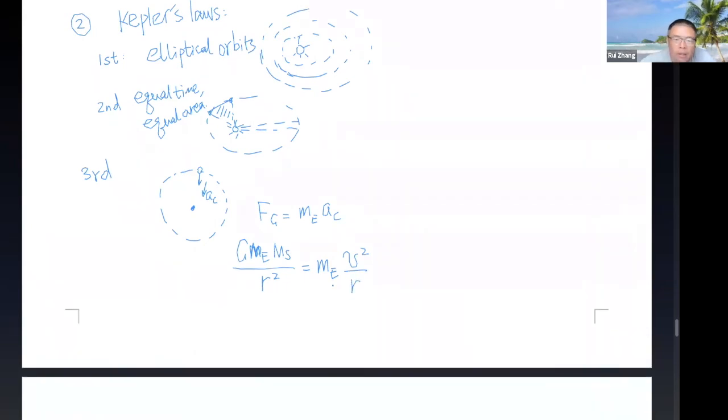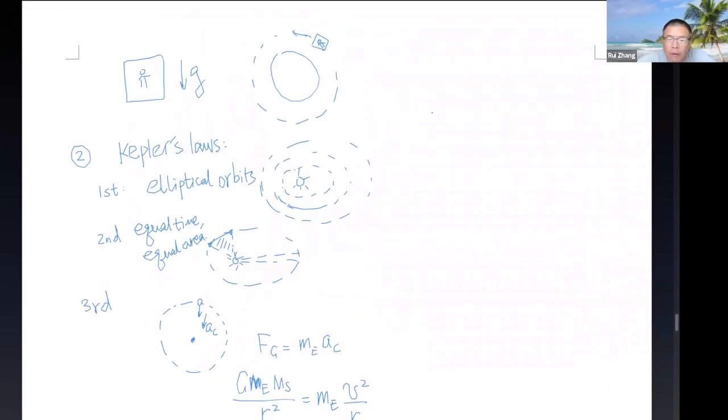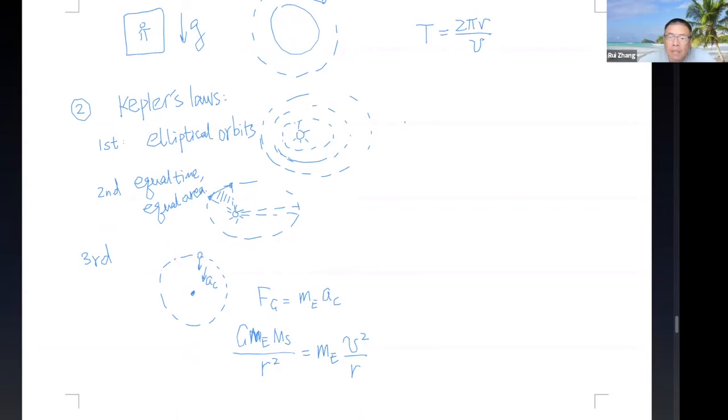Now, what about the period? You can get the period by considering the speed. For one circle, the circumference is 2 pi r. So the period is simply equal to the circumference divided by the speed. So speed equals 2 pi r over T. If you plug this in here, you have G M_E M_S over r squared equals M_E times v squared, which is 4 pi squared r squared over T squared, and then there's another r in the denominator.